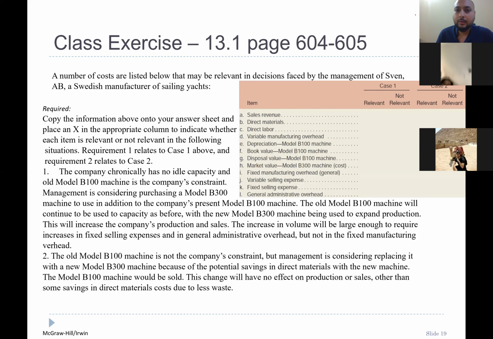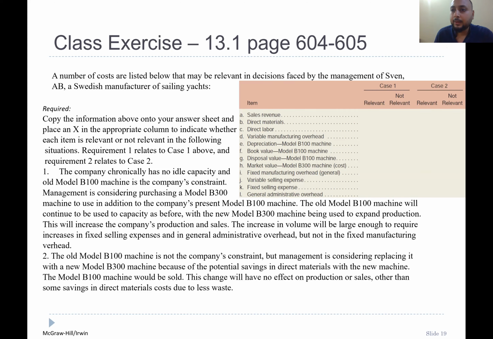Okay, class, welcome back after the breakout room activity. So we were doing this class exercise, page 604, 605. So let me read that, and then we will be seeing and comparing your answers. A number of costs are listed below that may be relevant in a decision by the management of 7 AB, a Swedish manufacturer of sailing yachts. So copy the information above onto your answer sheet.